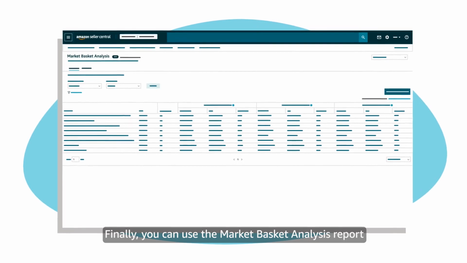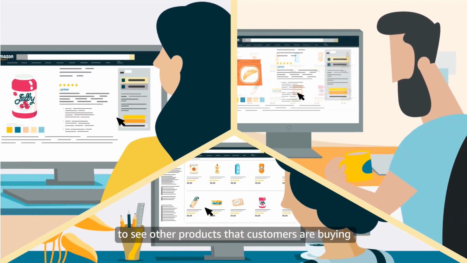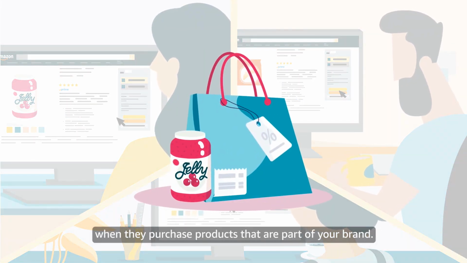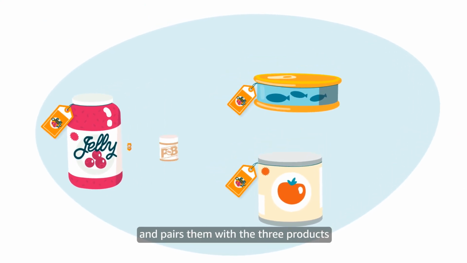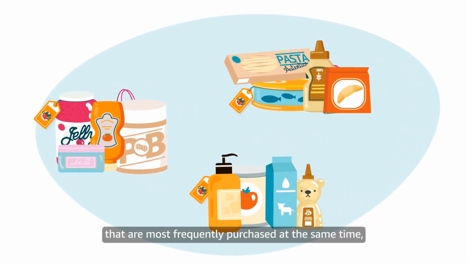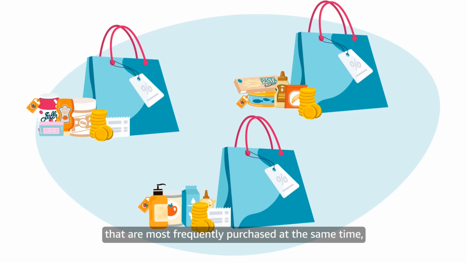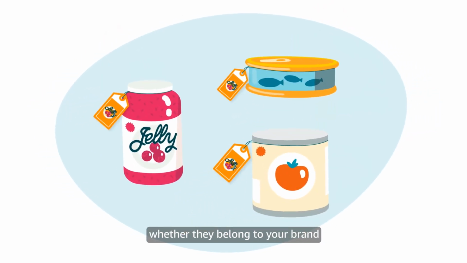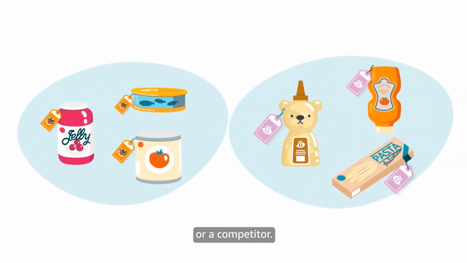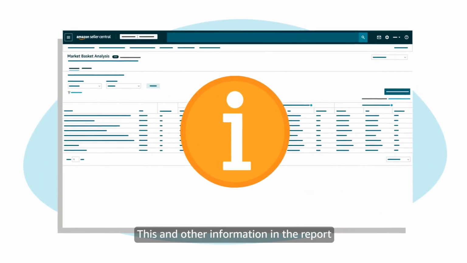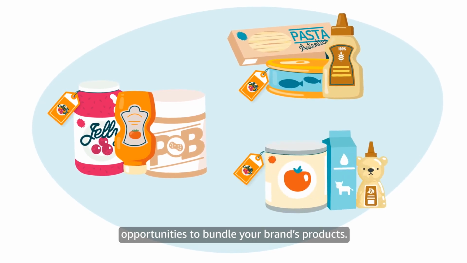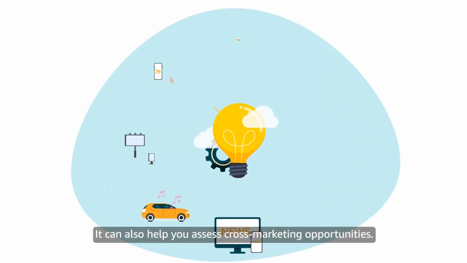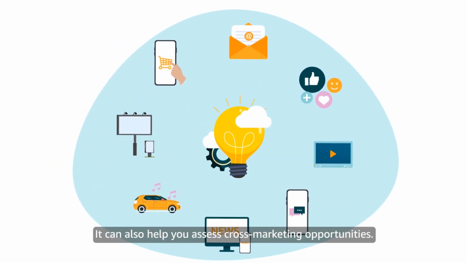Finally, you can use the Market Basket Analysis report to see other products that customers are buying when they purchase products that are part of your brand. The report lists your brand's products and pairs them with the 3 products that are most frequently purchased at the same time, whether they belong to your brand or a competitor. This and other information in the report can help you identify opportunities to bundle your brand's products. It can also help you assess cross-marketing opportunities.